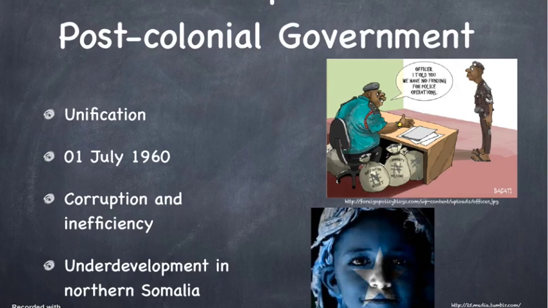As a result of independence, the British and Italian colonies of Somalia were unified under one flag. However, rivalry between northern and southern Somalia became inevitable, as the newly developed Somali government failed to address issues concerning underdevelopment and socioeconomic stratification in northern Somalia, problems which were inherited from the colonial administration.